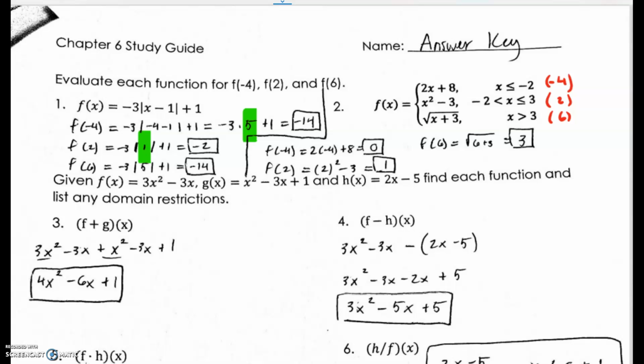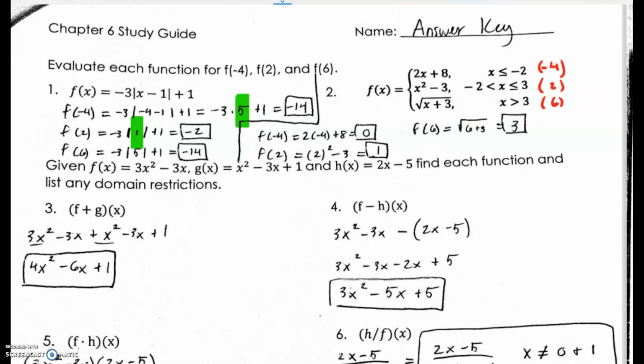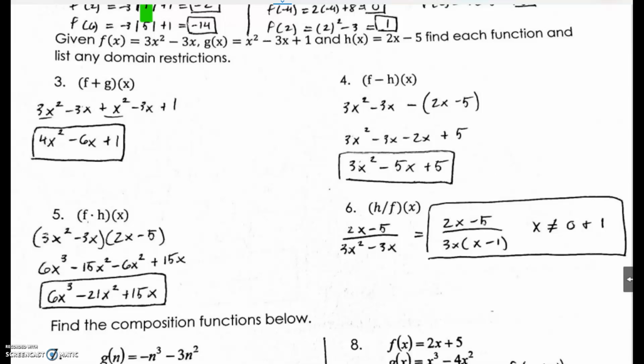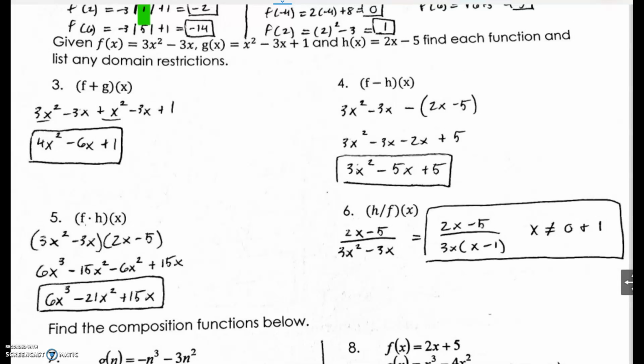You're going to have at least one problem like this where you're just strictly evaluating on the test. Hopefully you're feeling pretty good about that. Alright, next section. And you're going to have 4 questions, just like you see 4 questions here, going over each operation. So the first one, we're just adding f and g together.